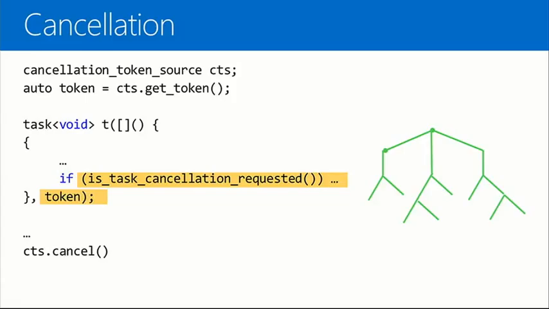Okay? And when you set up these continuation graphs, by default, we inherit the token. So if the parent had subscribed to a particular token source, then all the children of that continuation will get that token as well.